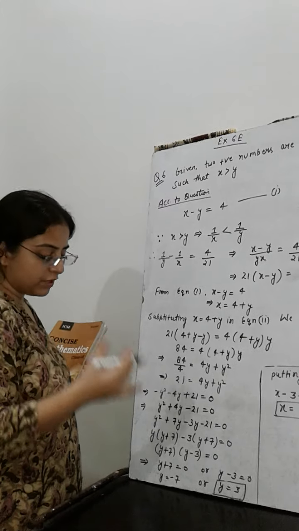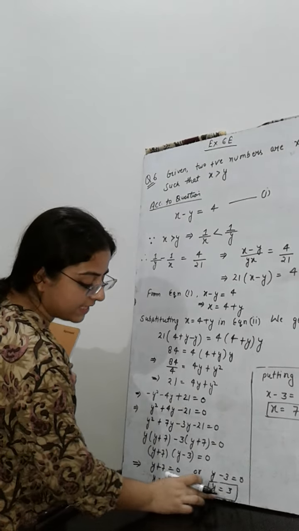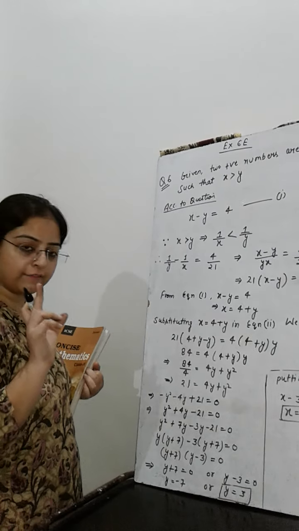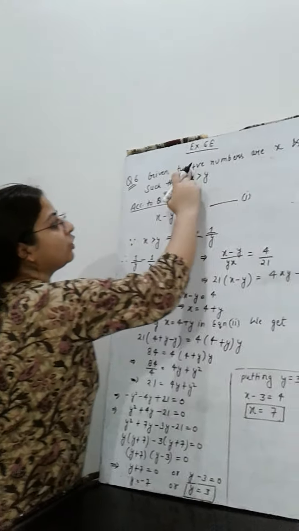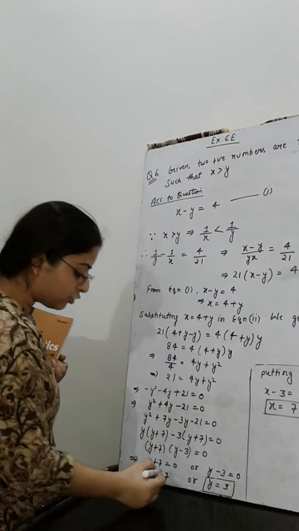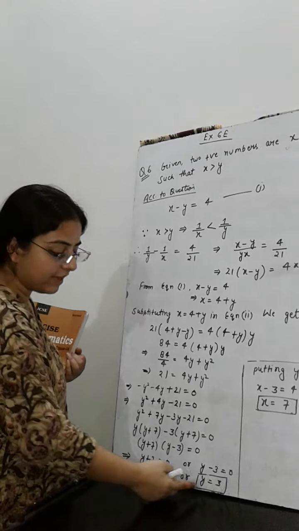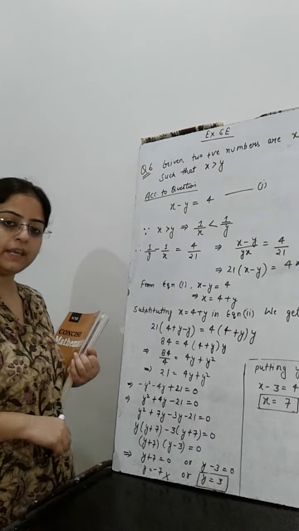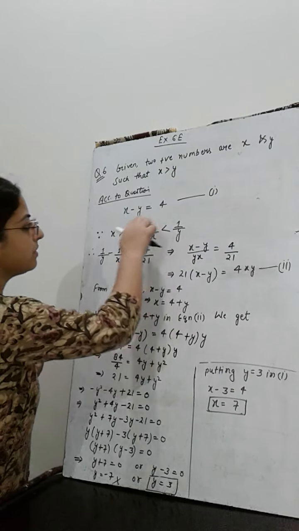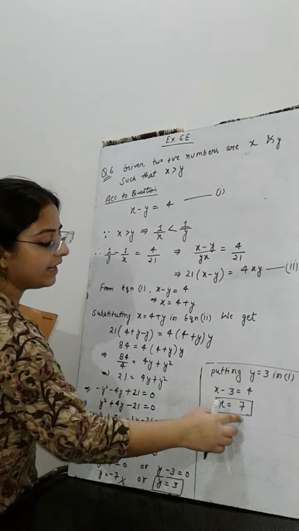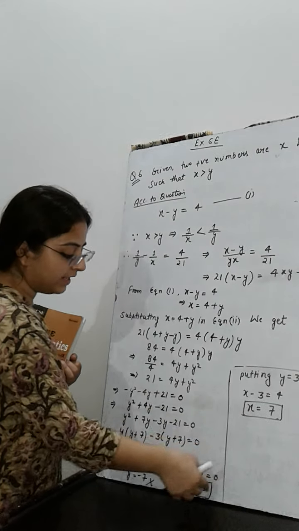But now which value of y will we take? We will take our answer as y equals 3 because it was already given in the question that x and y are two positive numbers. So the value minus 7 will not be accepted because it is negative, and therefore the value of y will be 3. Now we will put the value of y in equation number first. On solving we get x equals 7. So the numbers are 7 and 3.